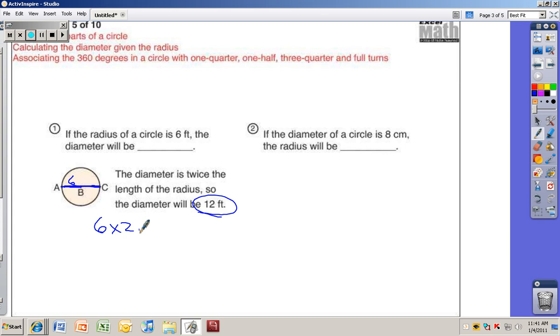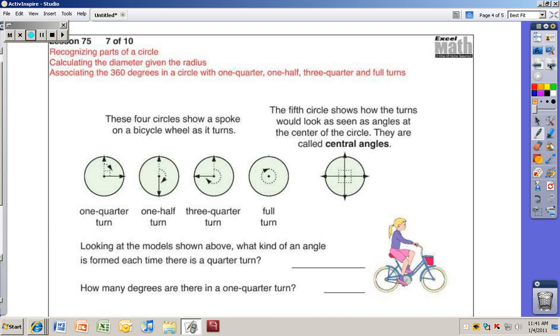Diameter of a circle is 8. What is the radius? Now, if you put 16, you did it backwards, because 8 is the diameter all the way across. So what would each radius be? 4, right? Because you're going to divide this by 2. So the answer is 4 centimeters. All right, let's move on.